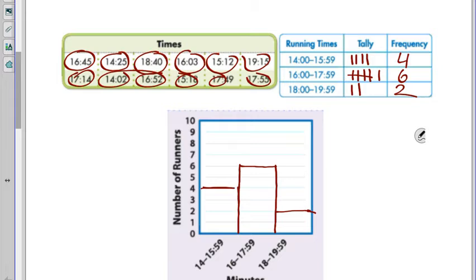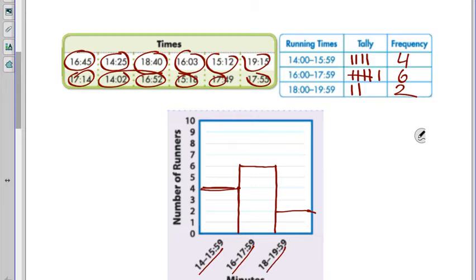Notice it's continuous. There's no space between the 3 bars because there's nothing in between. I go right from 15:59 to 16. A couple things to notice about this histogram. First of all, my intervals are all equal. Okay, things are equally spaced apart.